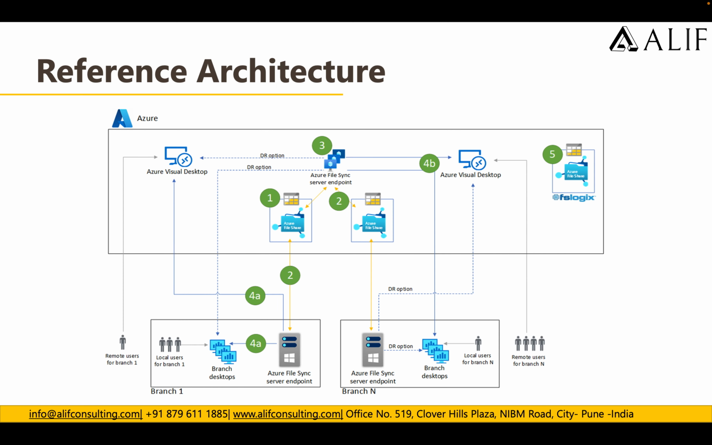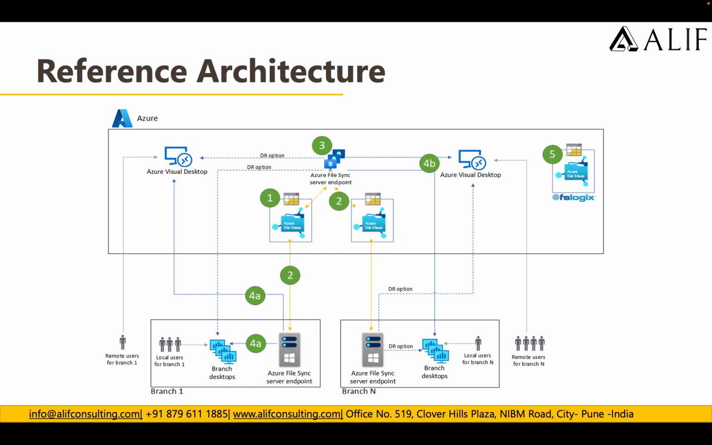This is what a reference architecture looks like. You will see there are two branch offices. These branch offices can be anywhere across the globe. They can be in one region, in one country, east or west, north to south, anywhere. That's where Azure File Sync comes into place, syncing the data from the server to the Azure file share, or from the Azure file share to the server, and the branch users and the cloud users can access that data anywhere seamlessly.